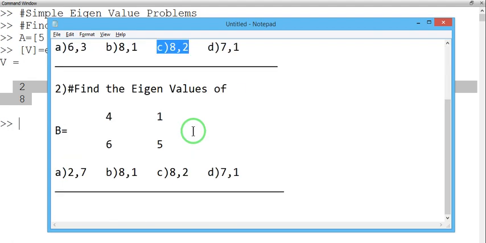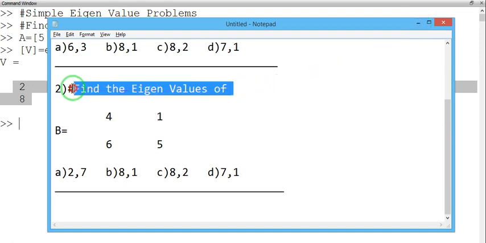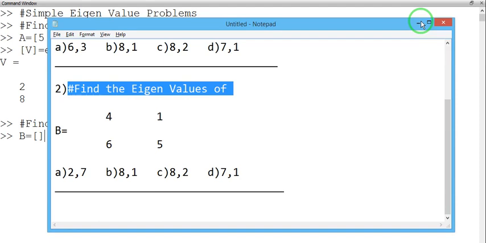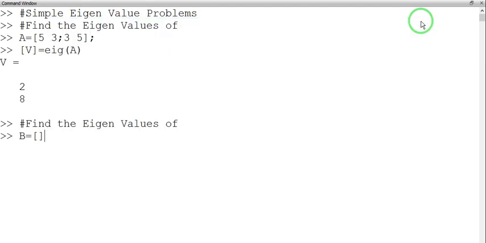Okay. Let us solve the second problem. So find the eigenvalue of given matrix B, that is [4, 1; 6, 5].